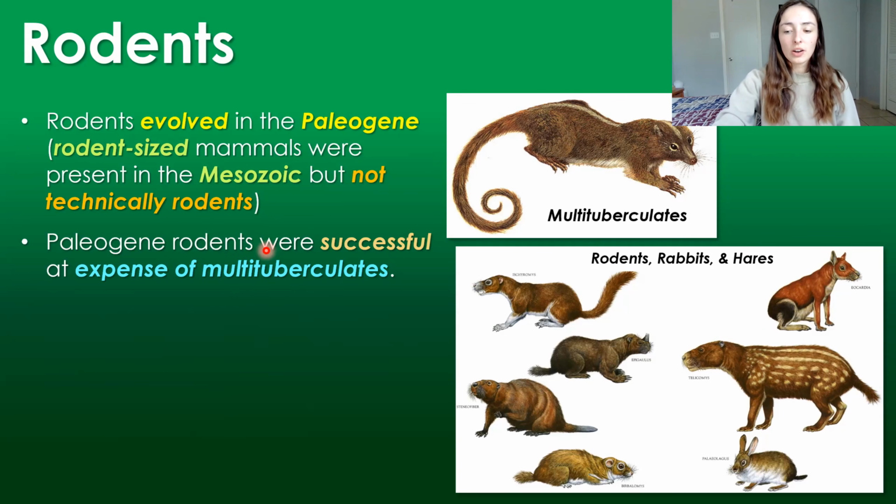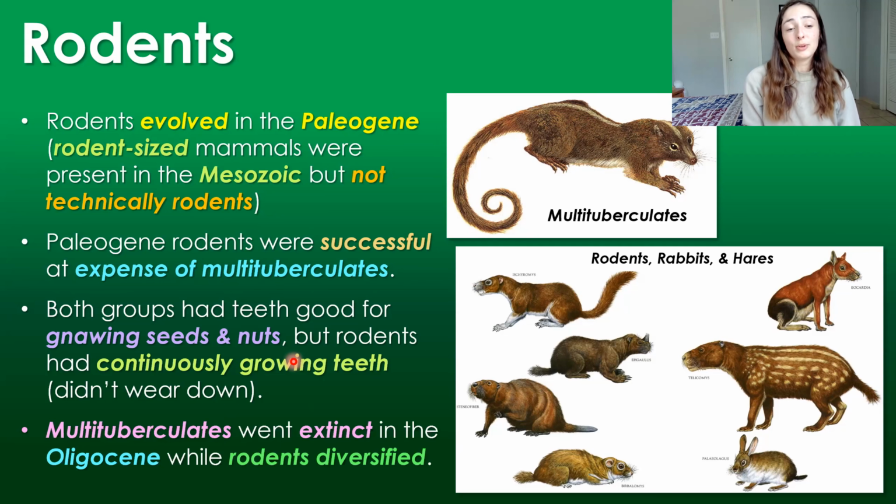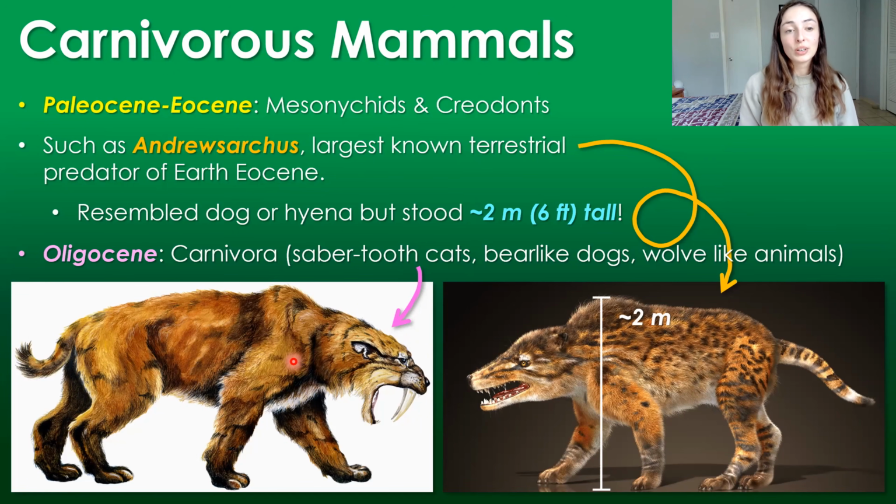So, pros and cons. Both groups had teeth good for gnawing seeds and nuts, but rodents had continuously growing teeth so they wouldn't wear down. This gave them a distinct advantage over the multituberculates, and multituberculates ended up going extinct in the Oligocene while rodents continued to diversify. Now getting into the carnivores.